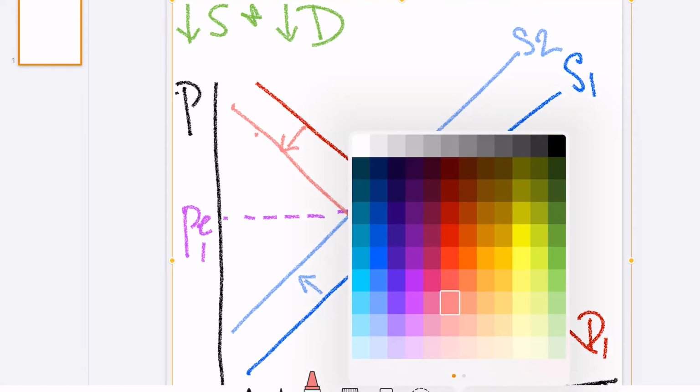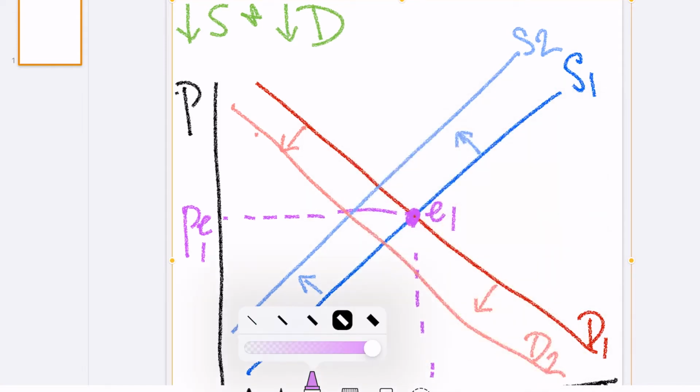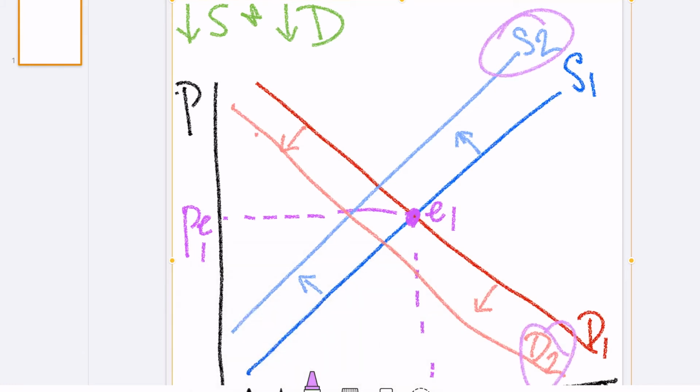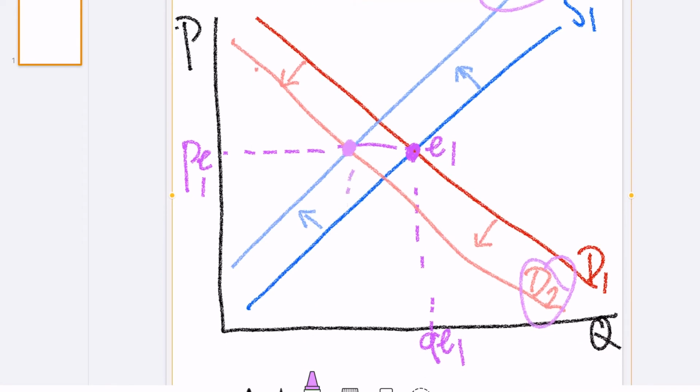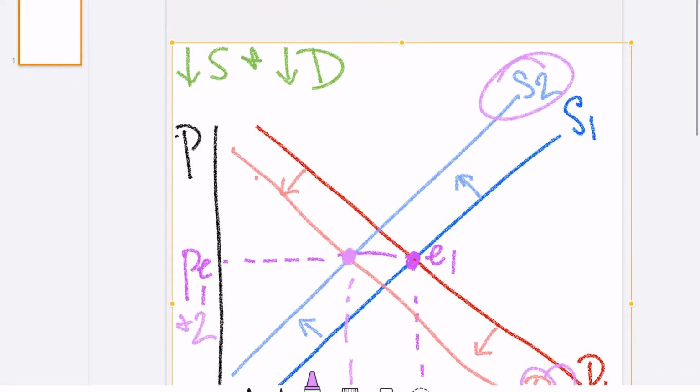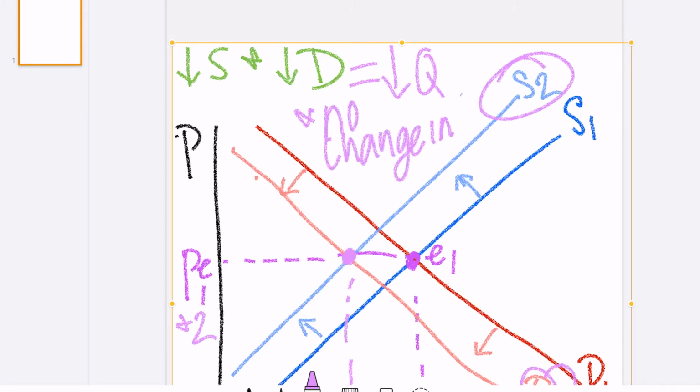And then I'm going to find my new equilibrium. So I'm looking where S2 meets D2, and it happens to be right here. So I'm going to draw my new quantity equilibrium. And then you'll see here again, price equilibrium stays the same. So a decrease in supply and a decrease in demand equals a decrease in quantity and no change in price.